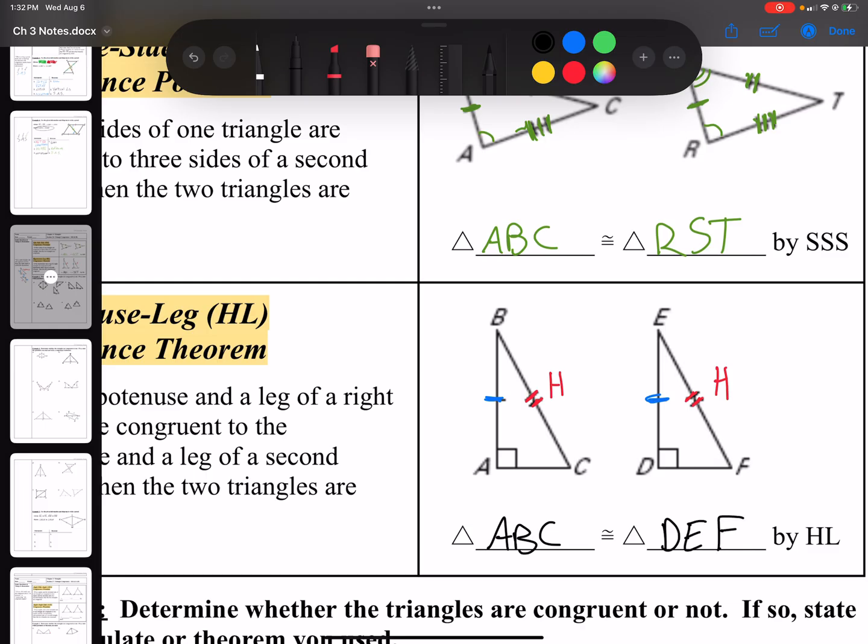And again, this only applies to right triangles, but just because it's a right triangle does not mean it has to only be proved congruent by hypotenuse leg. You could use side angle side.